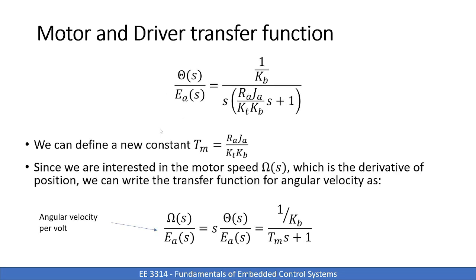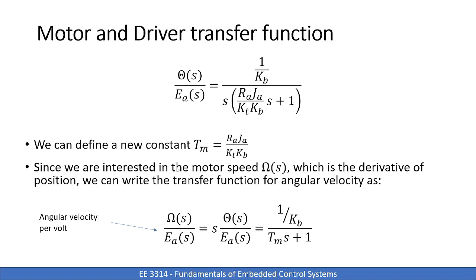Okay, so really we can define a new constant, T sub m, which is going to be these four parameters, right? RA, JA over KT, KB. We don't really need to know individually what those are. We just want to know what the coefficient here is for S. So we're going to define a new constant.